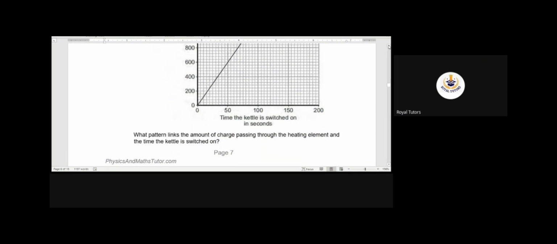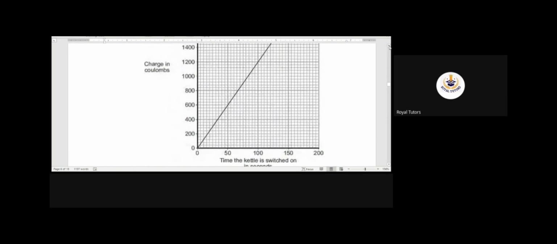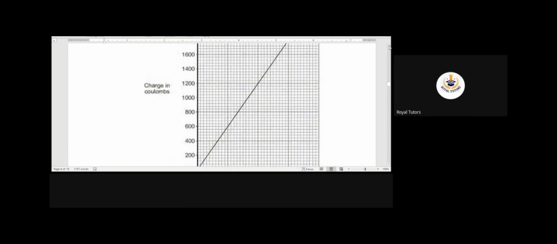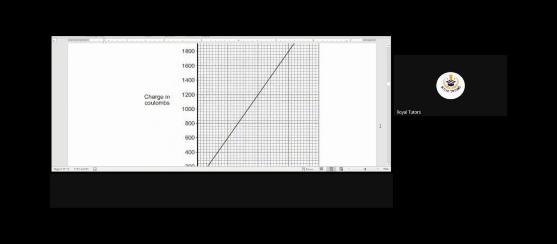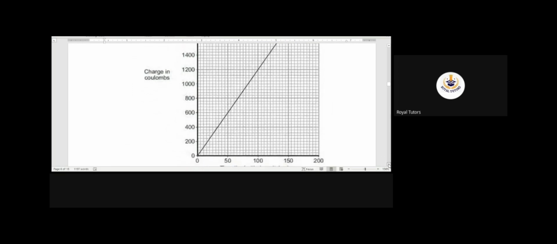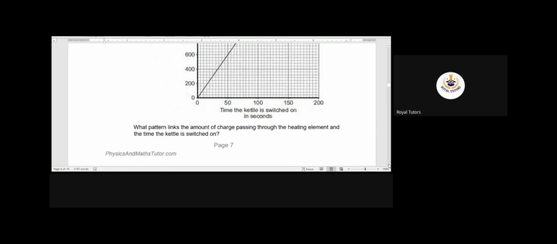This is very simple. If you look at this graph very well, you can see that it is a linear graph. So that shows that the charge is directly proportional to the time switched on. That is what we can say from this. The charge is directly proportional to the time switched on in seconds.